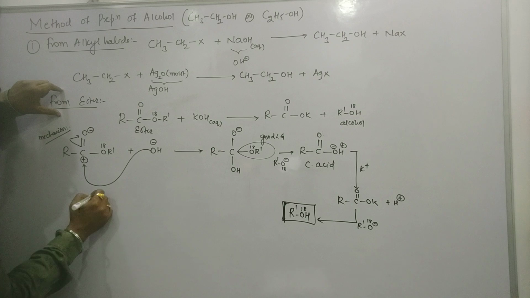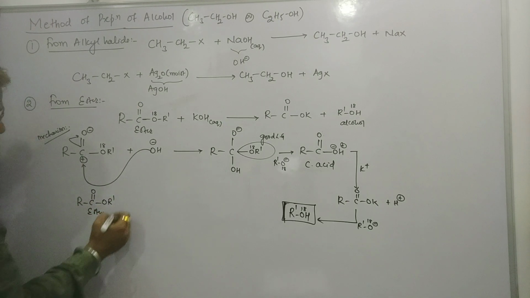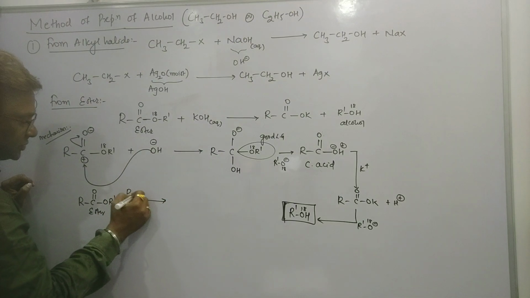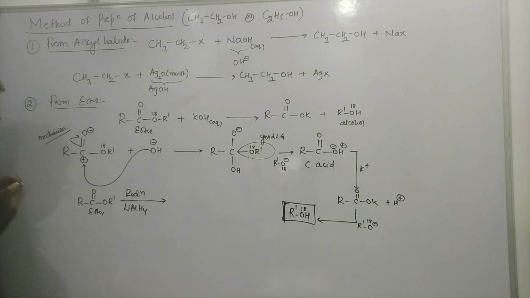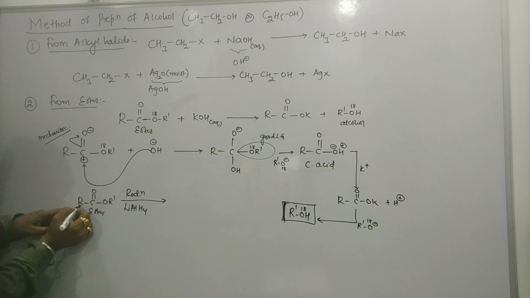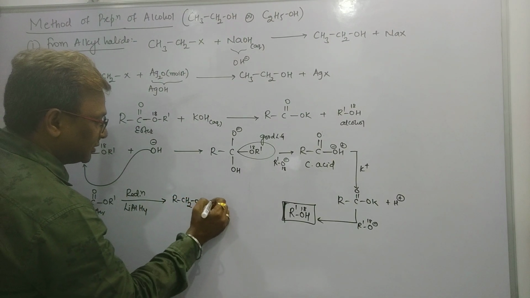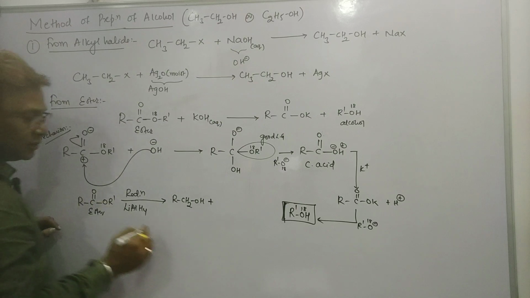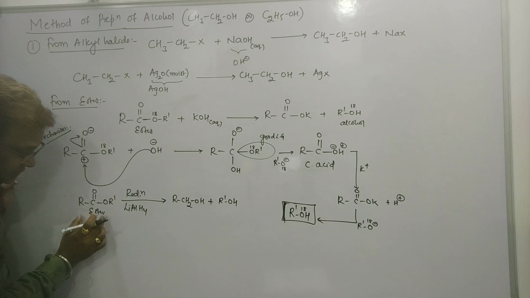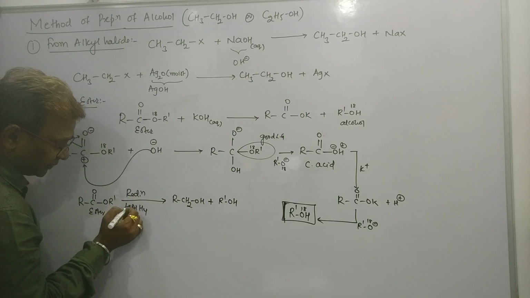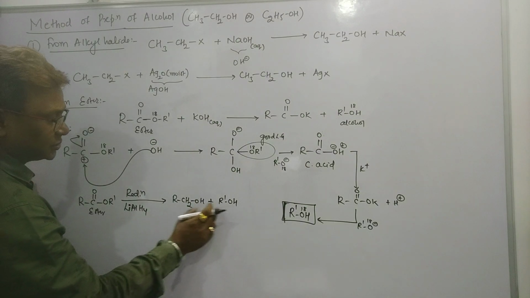Suppose RC double bond O, OR dash. We can call it an ester. When the ester undergoes reduction with a strong reducing agent like lithium aluminum hydride, this carbon with this R is converted into alcohol, that is RCH2OH, plus R dash OH. It will be converted into alcohol. We can say ester with reduction by a strong reducing agent like lithium aluminum hydride gives rise to alcohol.